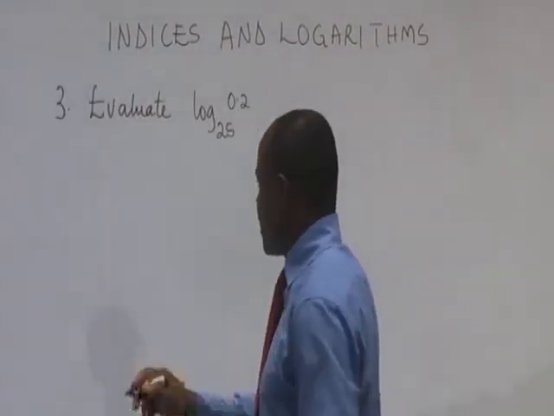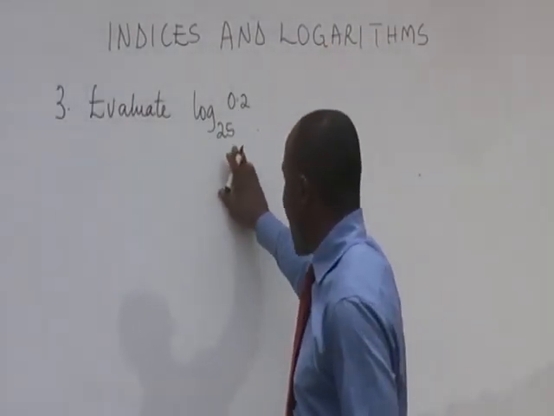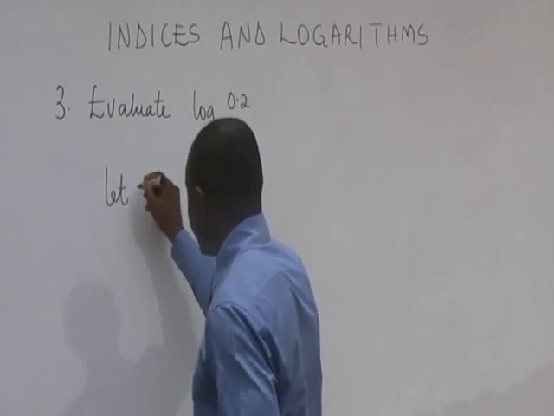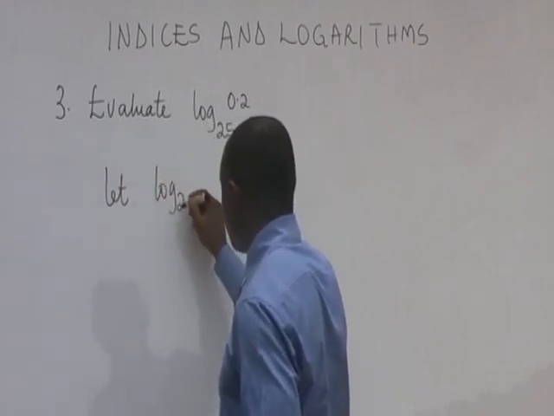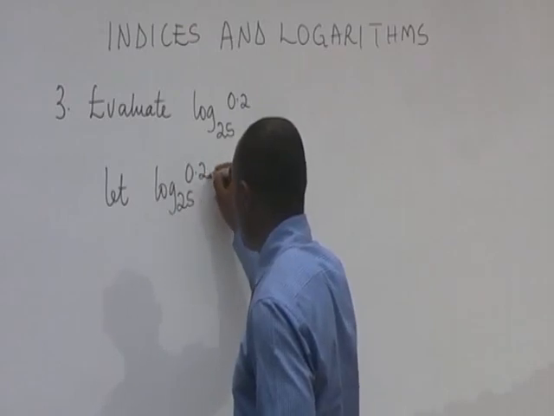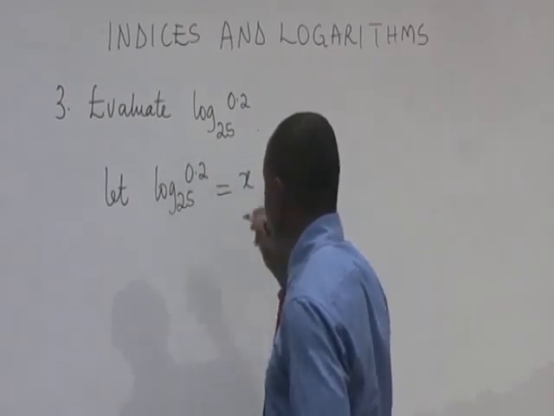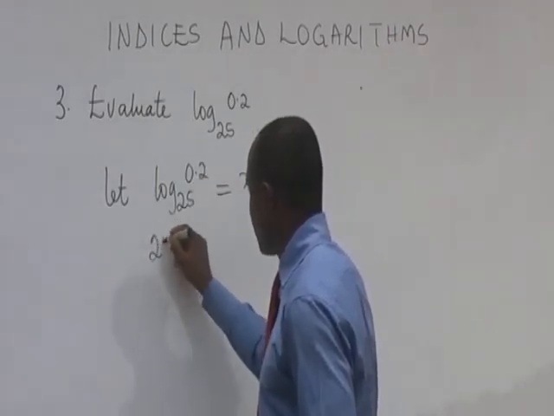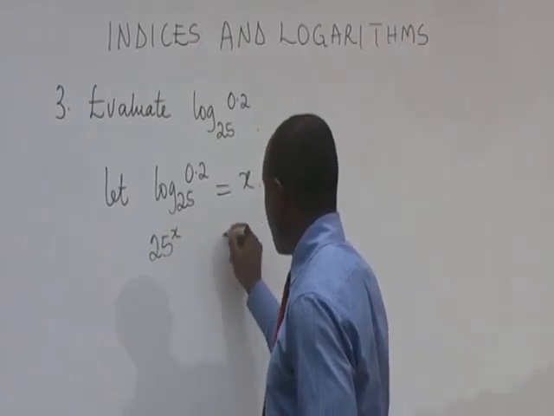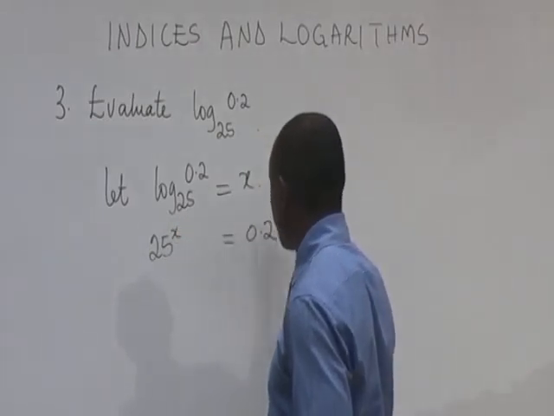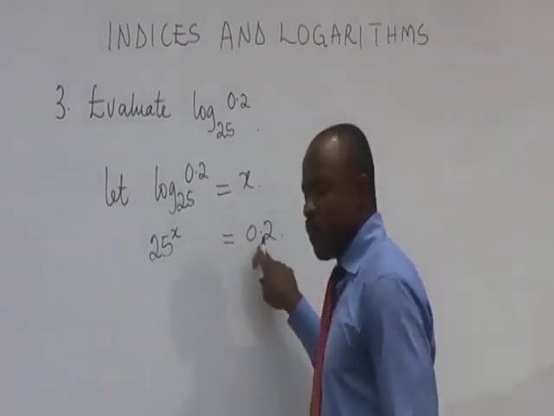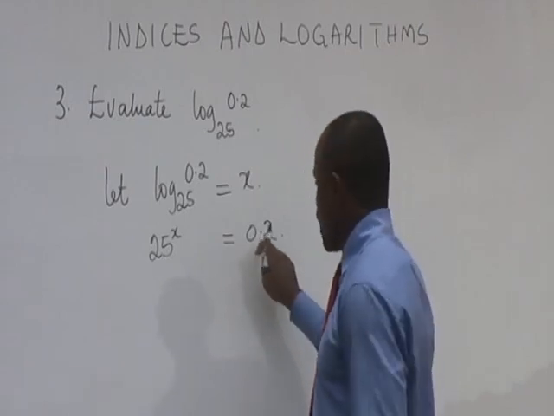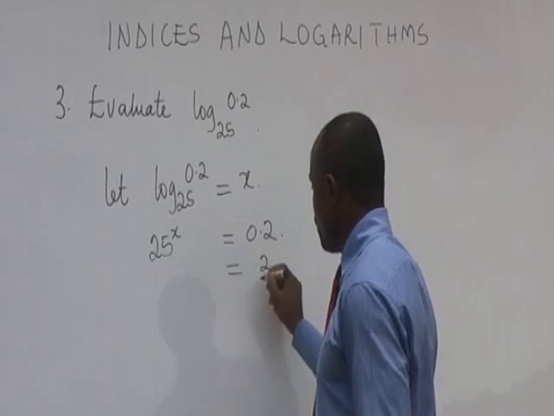The third question says, evaluate log to base 25 of 0.2. You do that by saying, let the expression log to base 25 of 0.2 be x. Therefore, 25 exponent x will be 0.2. Change 0.2 to a fraction so that you will be able to apply the laws of indices. 0.2 is the same as 2 divided by 10.